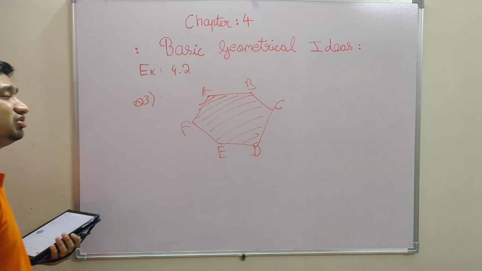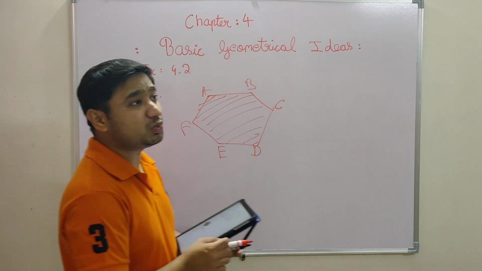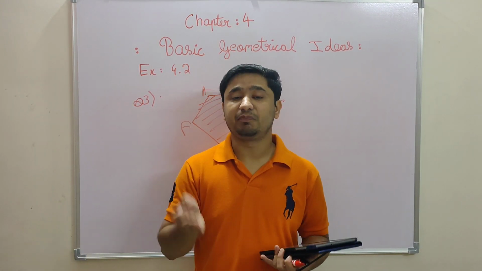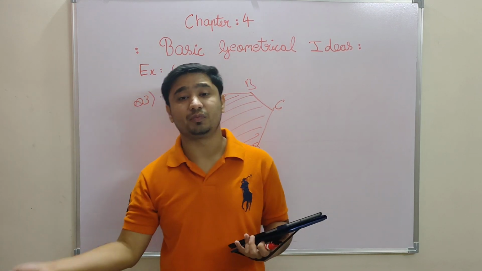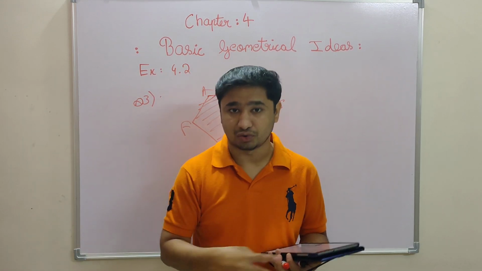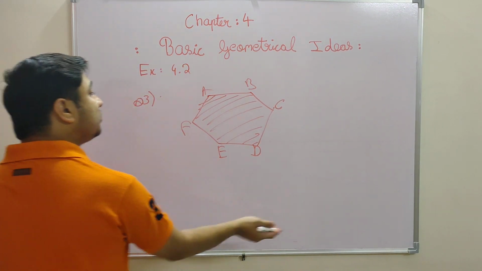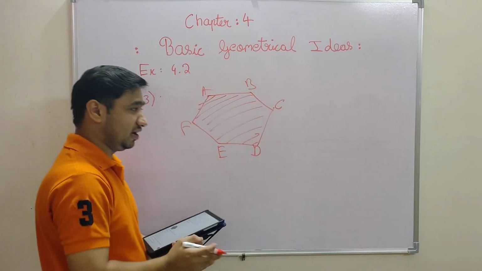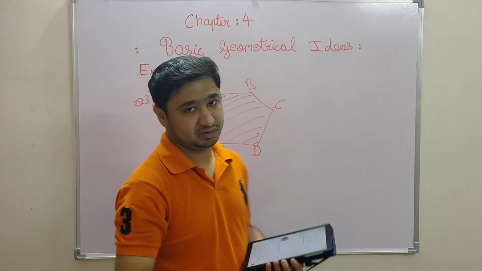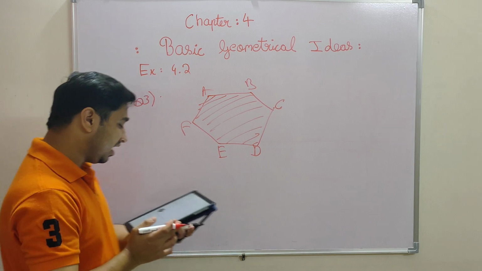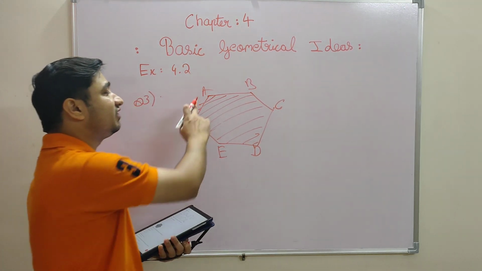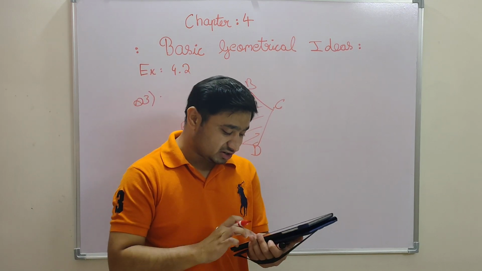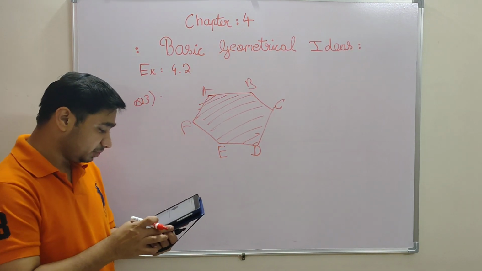This is inside. Games played inside the house are called indoor, and games played outside the home are called outdoor. Same way, when it is inside the figure it is interior, and when it is outside the figure it is exterior. The question says draw a polygon. Polygon means a figure having sides, and shade its interior. So we have the shaded interior.